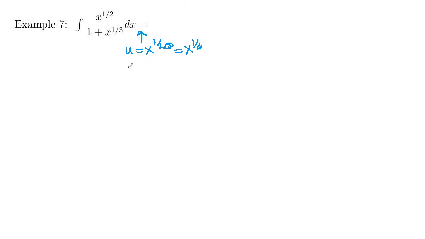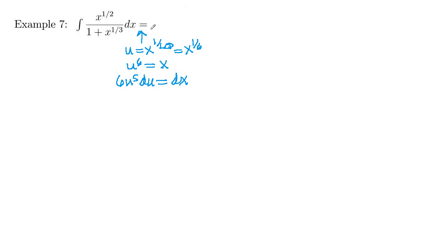So if u is x to the 1/6, take both sides to the 6th power: u to the 6th is equal to x. And then that means 6u to the 5th du is going to equal dx, taking the differential there.